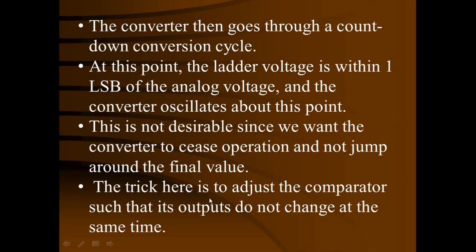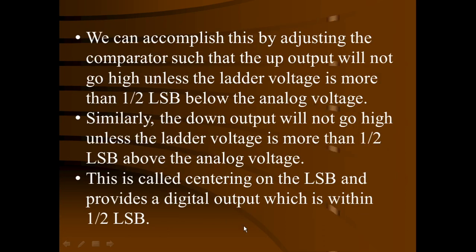The trick here is to adjust the comparator such that its outputs do not change at the same time. We can accomplish this by adjusting the comparator such that the up output will not go high unless the ladder voltage is more than half LSB below the analog voltage. That means the analog input voltage is greater than the reference voltage, but if the difference is less than half LSB, the up line will not be high.